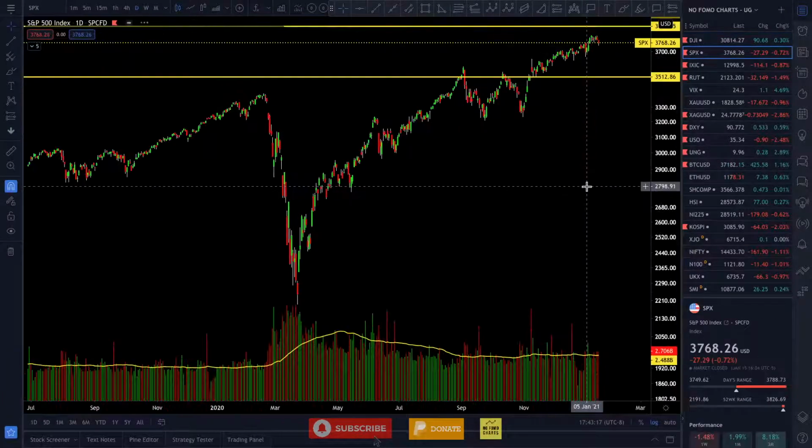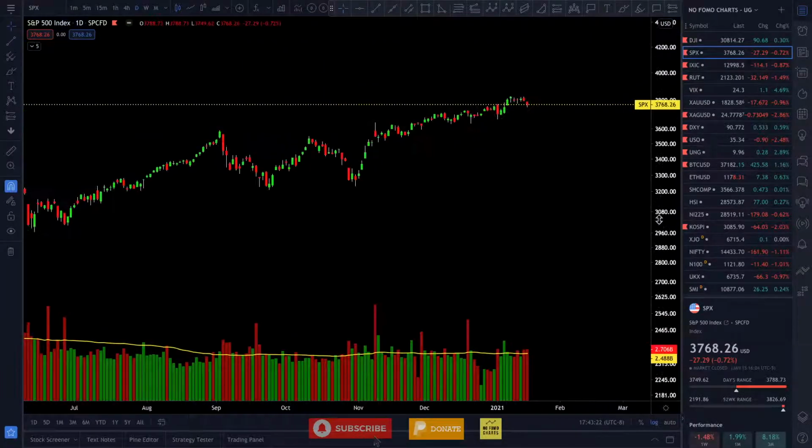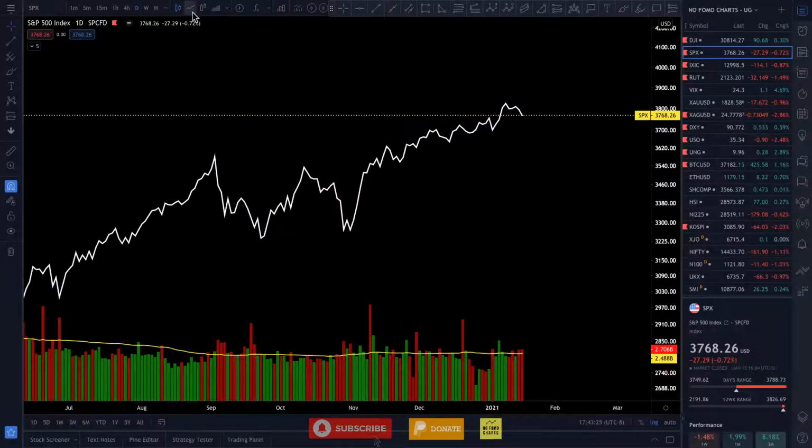All right, so I'm going to go a little bit faster on the rest of them, because basically these charts look very, very similar for the most part. So we're on the S&P 500 daily chart.